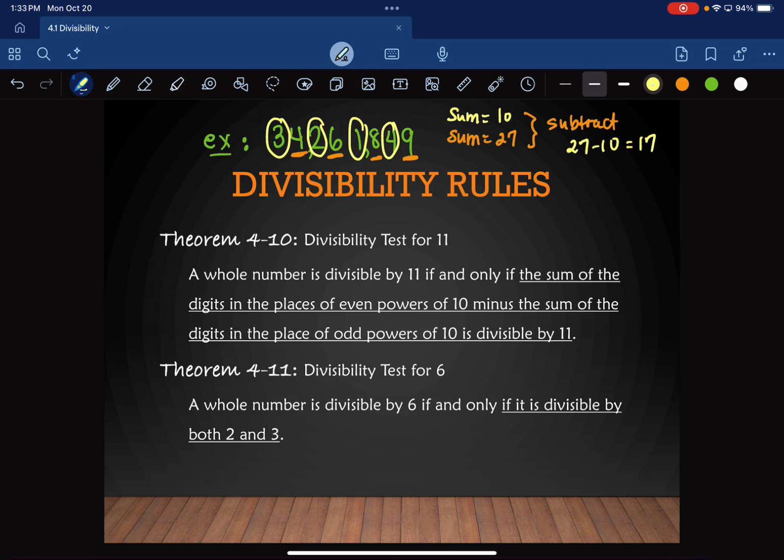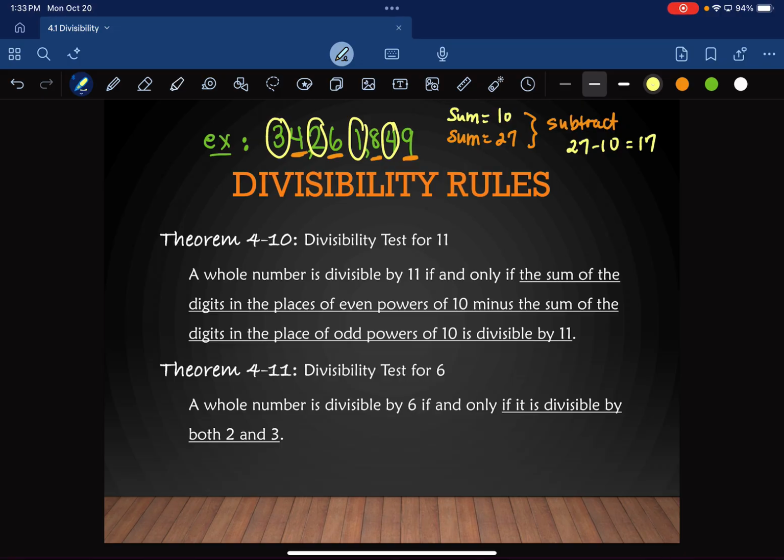So does this number divide by 11? No, it doesn't work. 17 does not divide by 11, so 34,261,849 won't either. It's not a hard one to do, but it's a really awkward one to write. Okay, everybody good so far?